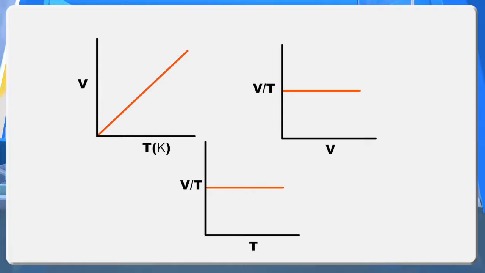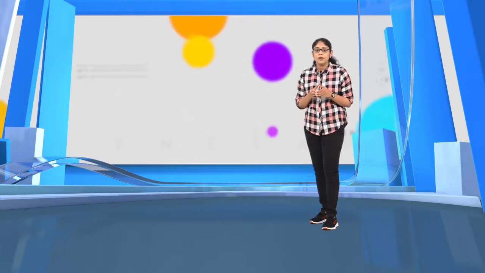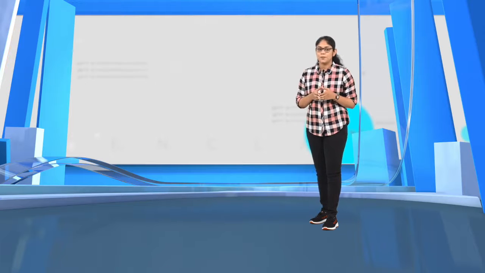Here you can see the graphical representation of Charles' law. Here temperature is taken on the x-axis and volume on the y-axis, and a straight line is obtained. These are the graphs in which V by T is taken on the x-axis and T on the y-axis, and also V by T on the x-axis and V on the y-axis. Here the shape of the graph is obtained like this because V by T is a constant.